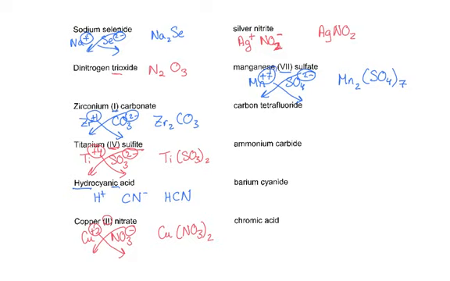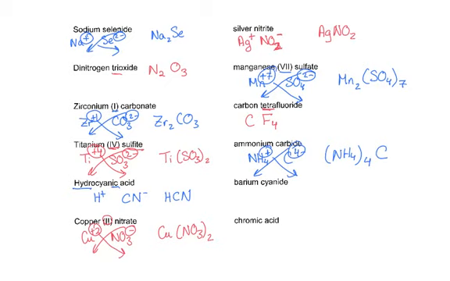Carbon tetrafluoride. This one's covalent. No ions here. So carbon. And then fluoride is F. And tetra tells us there's 4. So CF4. Ammonium carbide. This is ionic, so we need to balance out our charges. Ammonium ion is NH4+. Carbide is C4-. So if you switch and reduce, it'd be (NH4)4C.